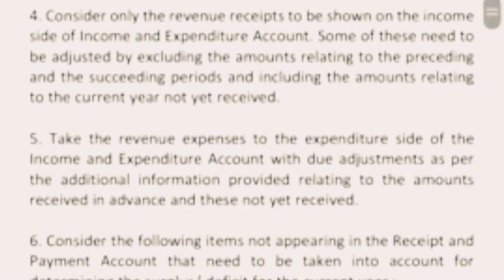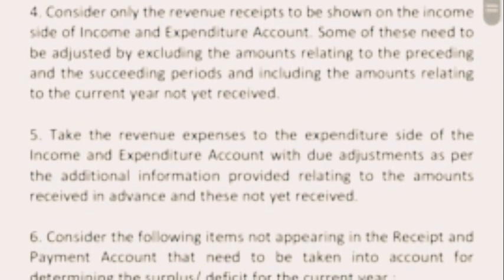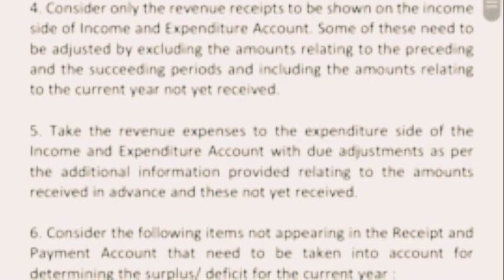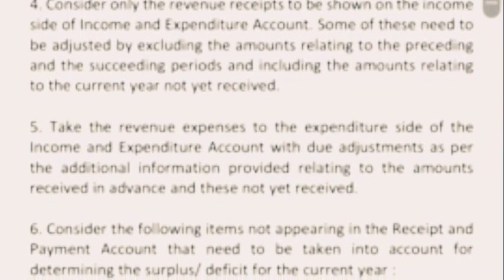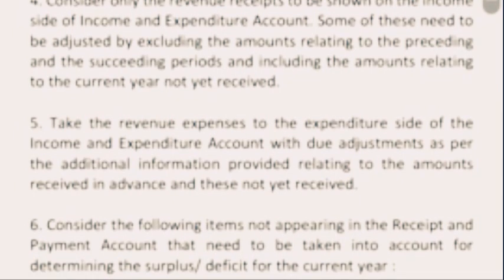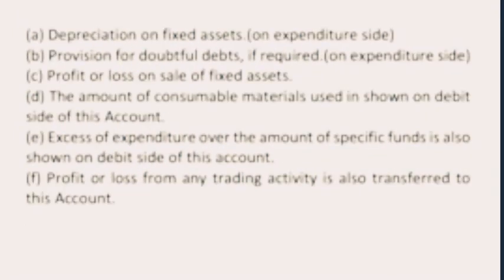The first adjustment to record in the income and expenditure account should be depreciation on fixed assets. Depreciation on fixed assets is a revenue expenditure, thus it will be recorded on the expenditure side of the income and expenditure account. The next adjustment will be provision for bad debts. Definitely it will be revenue in nature and thus it will also be recorded on the expenditure side of the income and expenditure account.